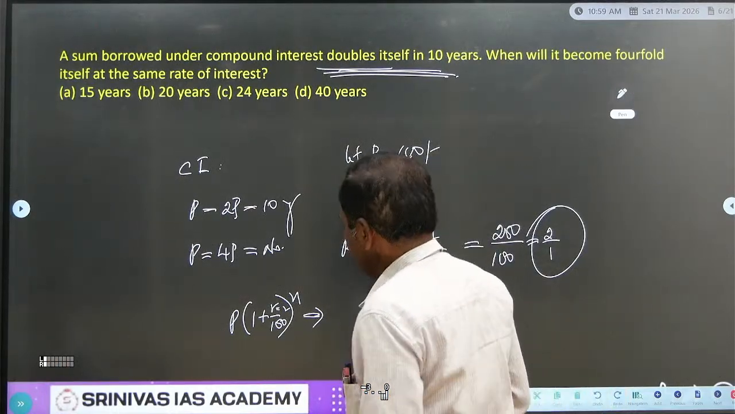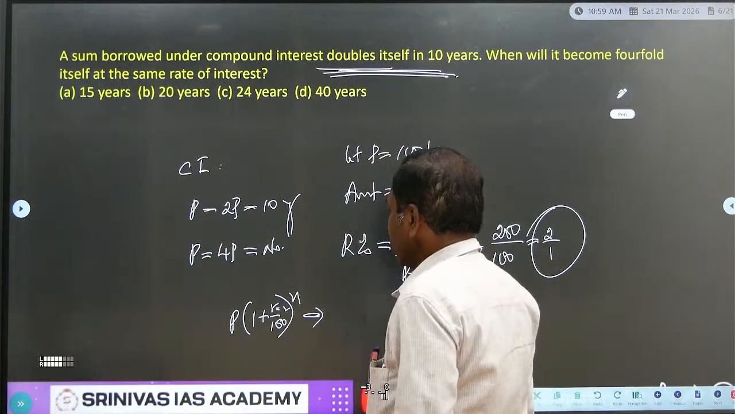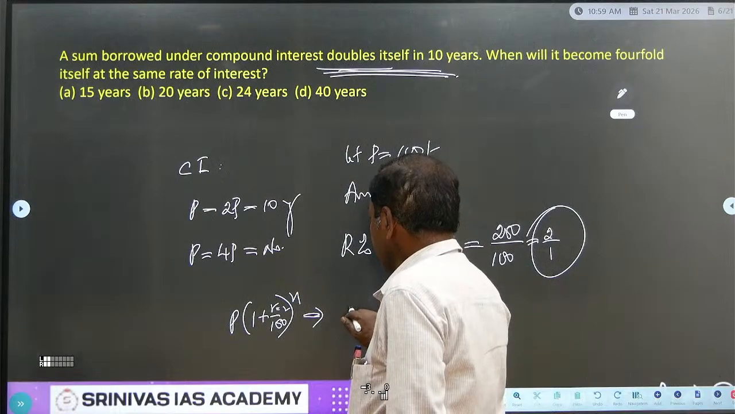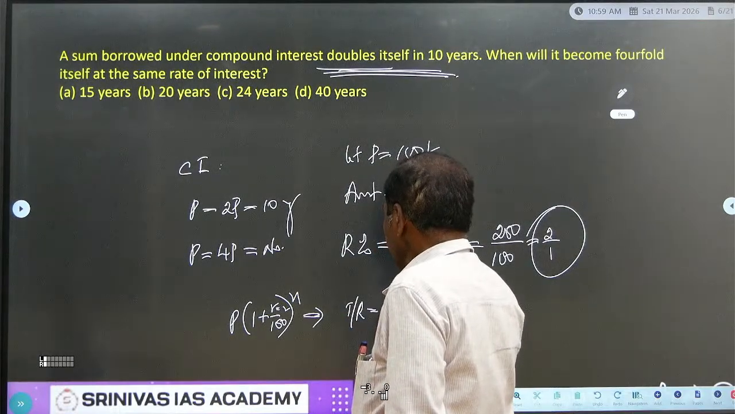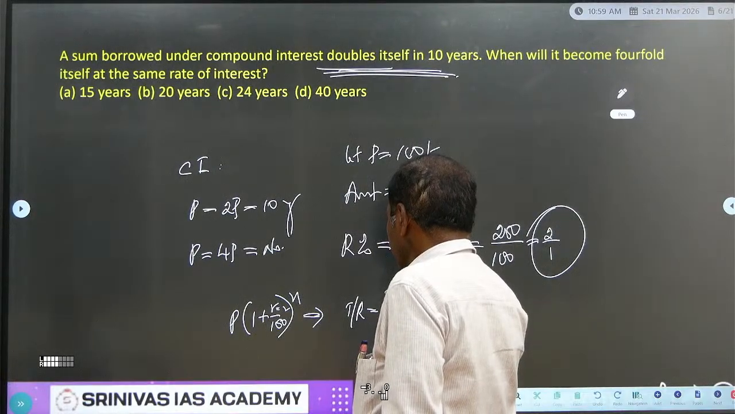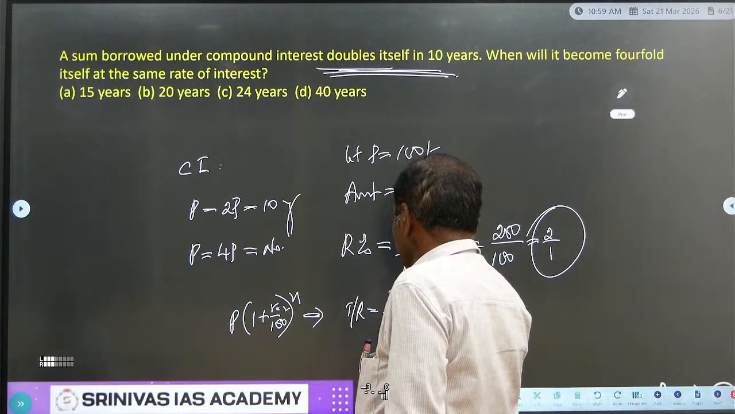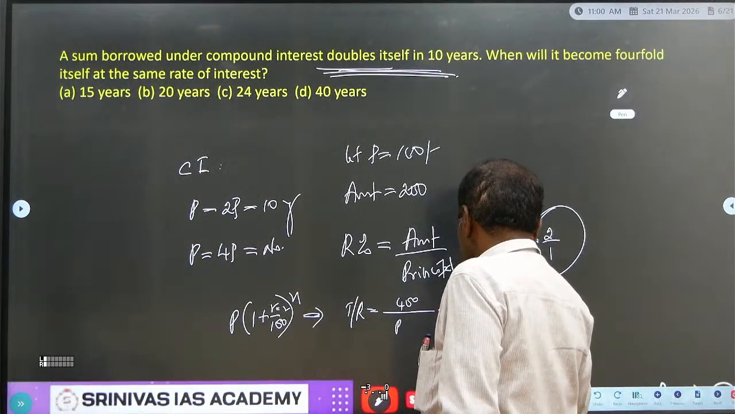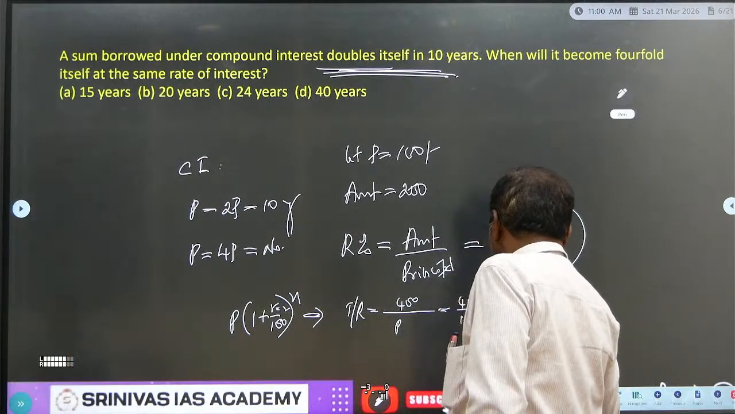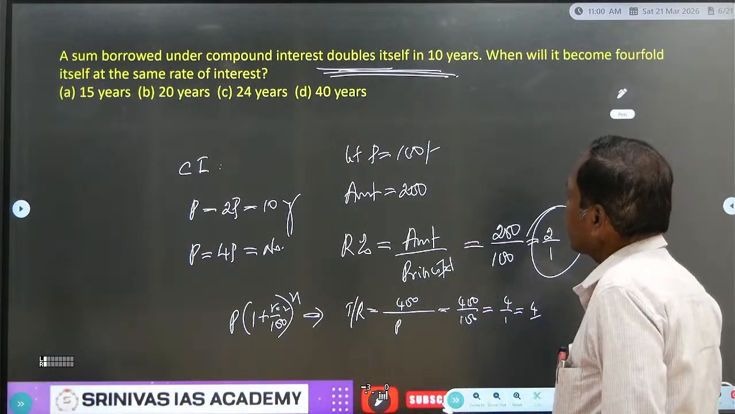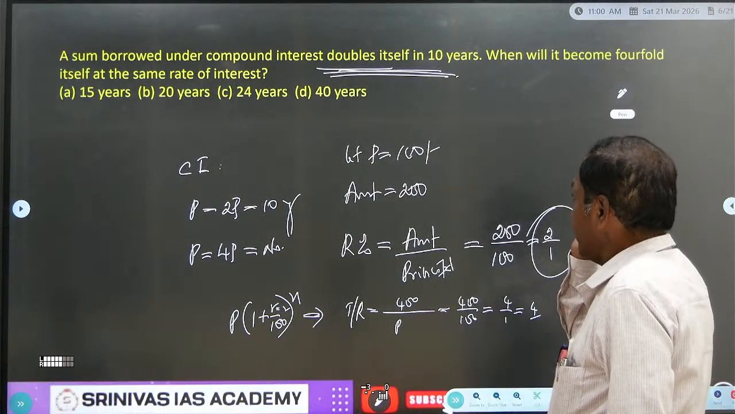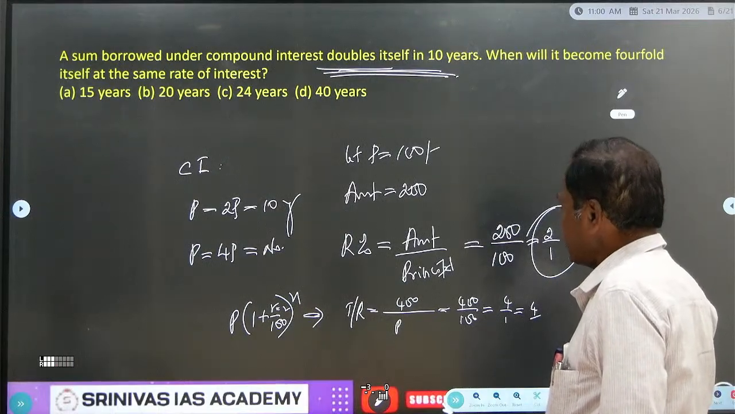N you have to take 4, no? Because it says 4 folds. Yes, that is correct, 4 folds. What is the principal money that becomes 4 folds? 400. We take 400 divided by principal, 400 by 100, like 4 by 1. How will it take? We have to take 40 years only. 40 years? Yes, because it doubles itself in 10 years, 4 by 1 we can take.